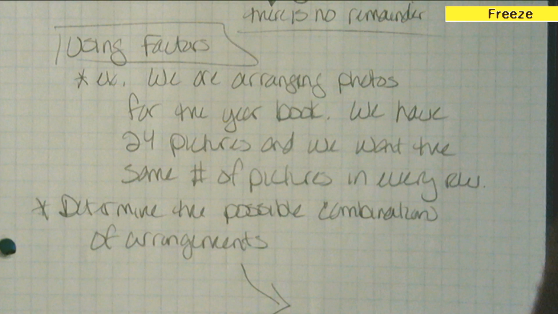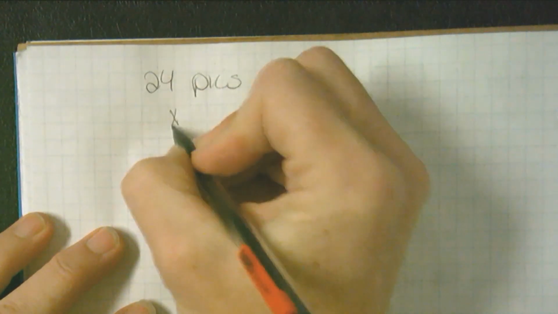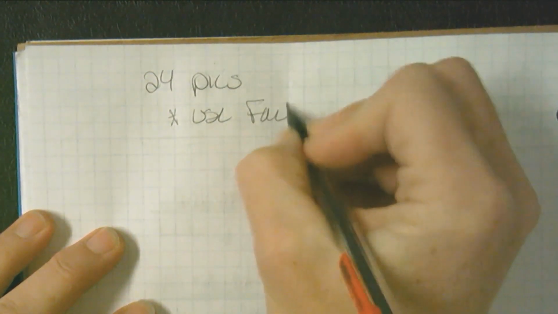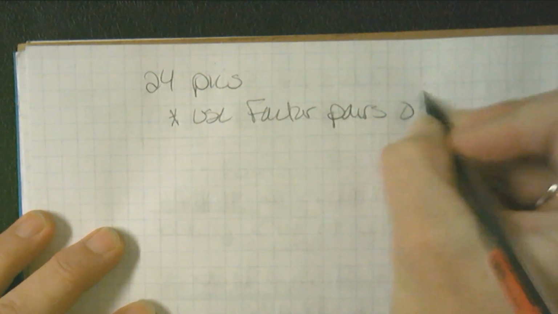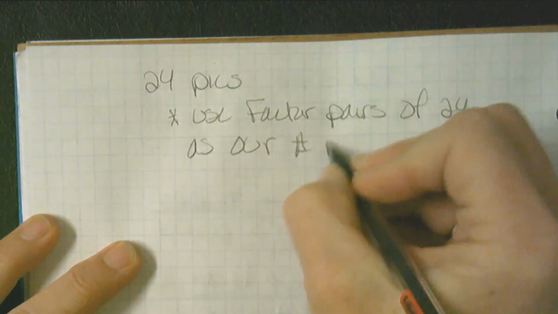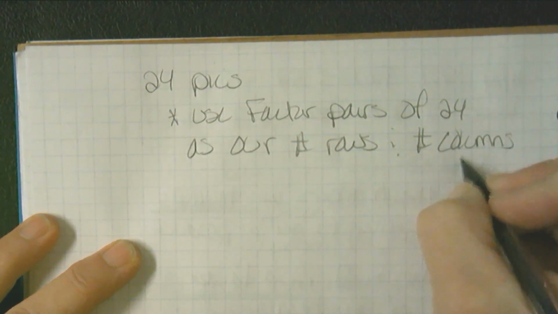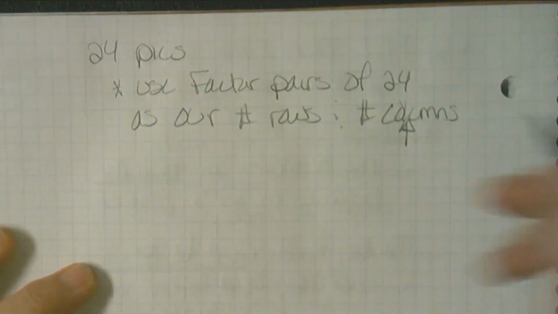All right, so we have 24 pictures. We're arranging them in rows. We want the same number of pictures in each row. Are you guys cool with that? Okay. So I'm just going to rewrite that a little bit on my next page so I know what I was looking at. So we have 24 pics. What we're going to do is use factor pairs of 24 as our number of rows and number of columns. Now in this case, the columns are the number of pictures in each row.